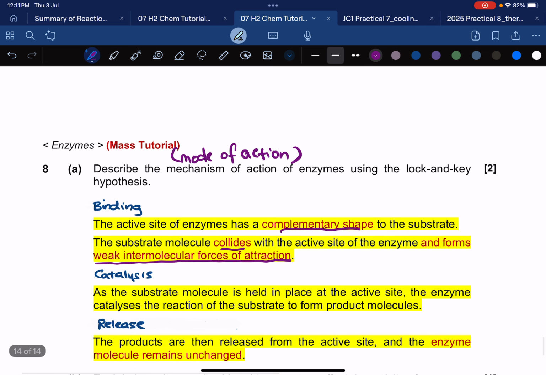In the last stage, the weak intermolecular forces of attraction are broken so that the products are released from the active sites. In this stage, the enzyme, do remember, remains unchanged and can now be used in another set of reactions.